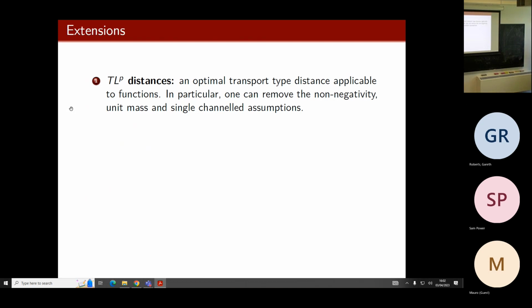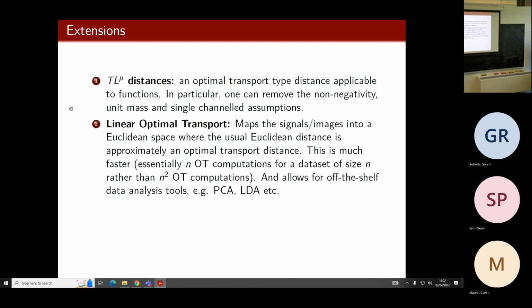So the idea of the TLP distance is essentially to apply this to the optimal transport framework, but at the level of functions. You actually look at your signals being a function, but then you still have this Lagrangian way of rearranging things. I didn't go further into it than this because I didn't want to go off in too many tangential directions. But I'm quite happy to talk to people more if they're interested in this. And the next extension is this linear optimal transport framework.